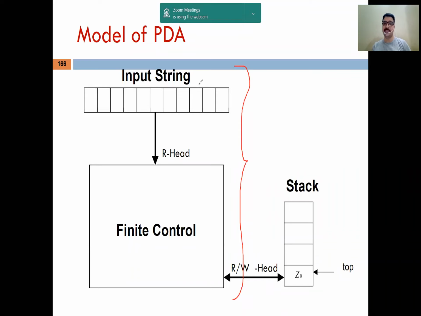You can see this is the input string. The input string is placed into the input tape, and this is the read head. Read head means this head is used to read the symbol from the input tape. And this is the finite control. The job of the finite control is to take the action as per the given transition, right? Now this total part is the same as the DFA.